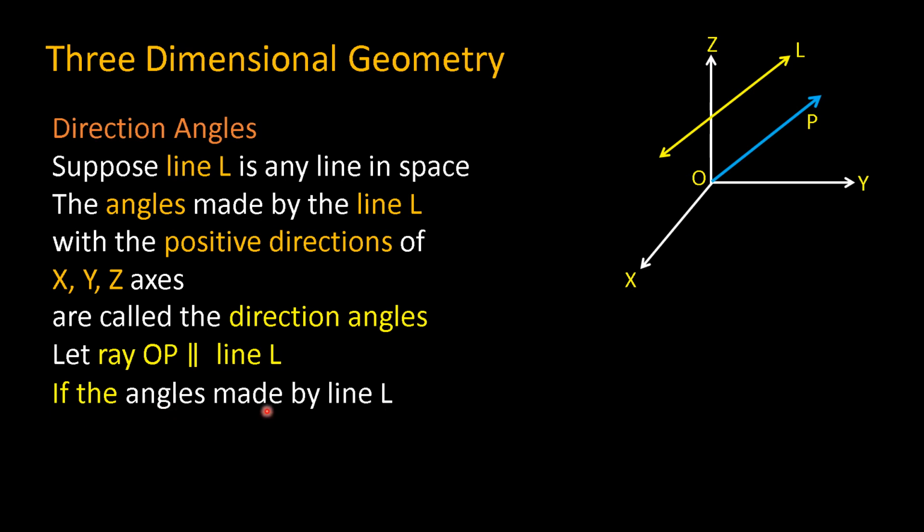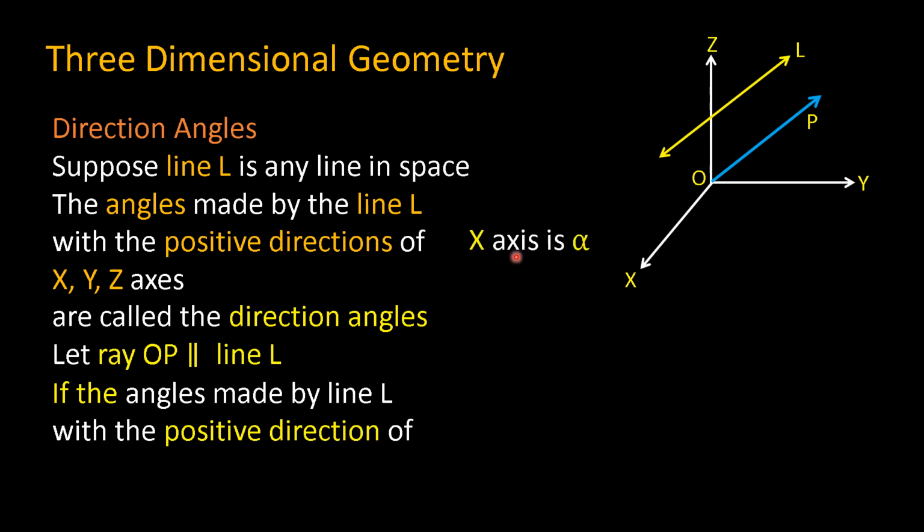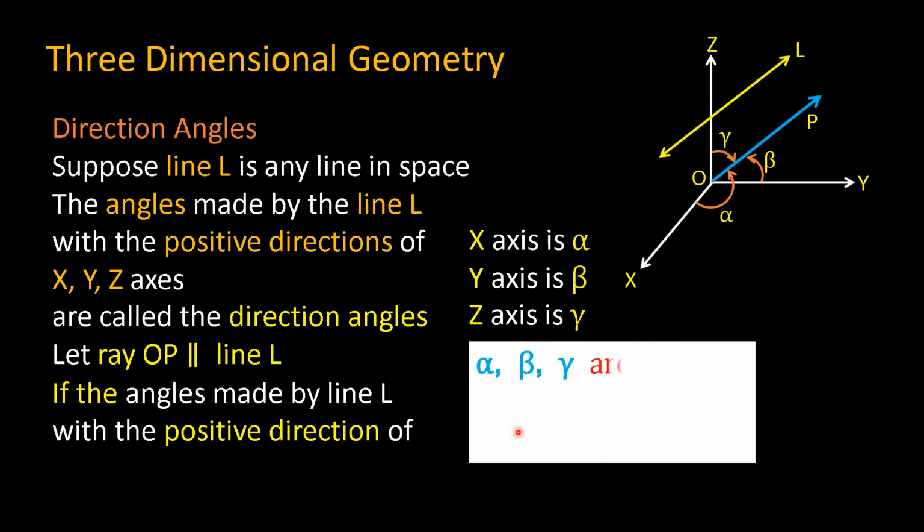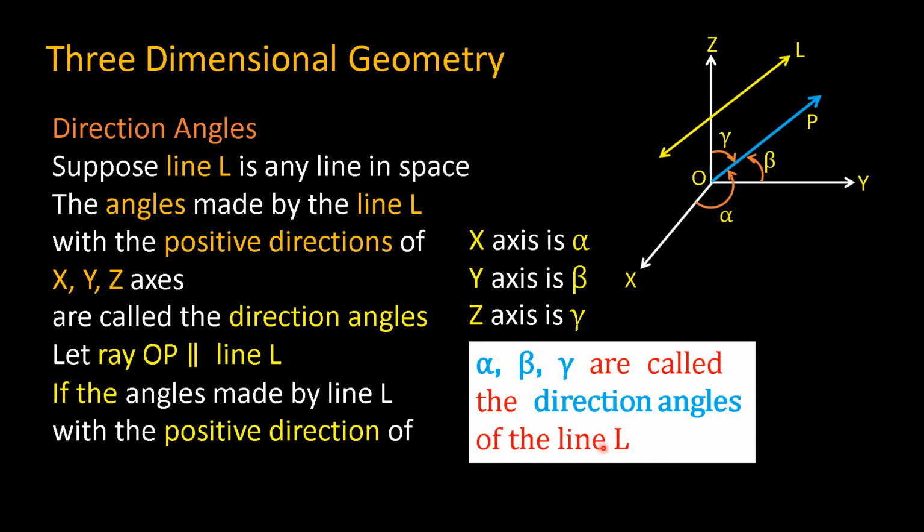If the angle made by line L with the positive direction of x-axis is alpha, which is this, with y-axis is beta, which is this, and with z-axis is gamma, which is this, then alpha, beta and gamma are called the direction angles of the line L.